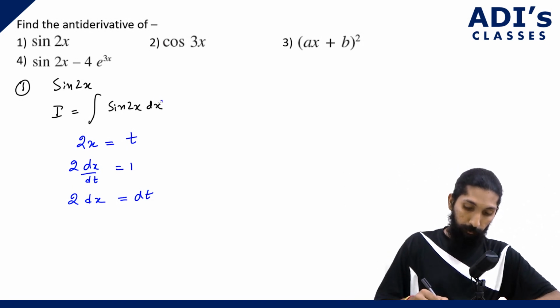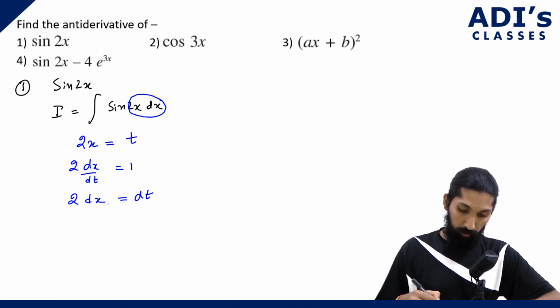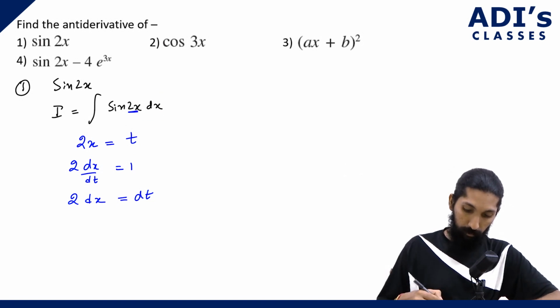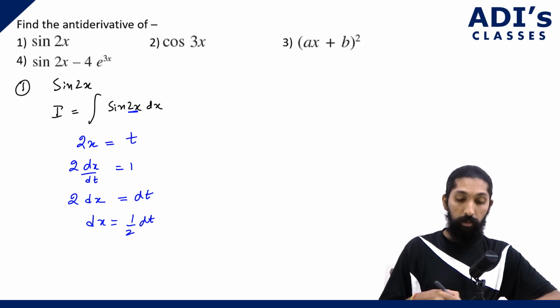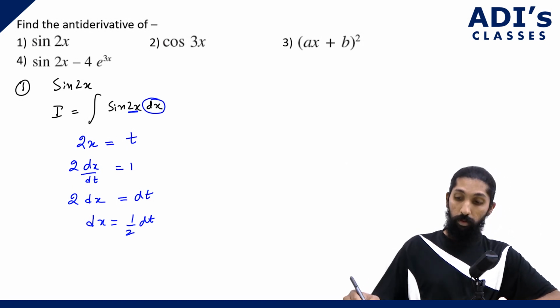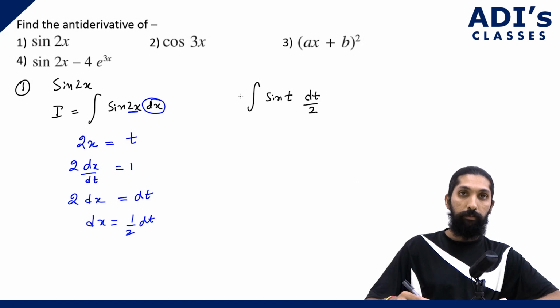So instead of 2x, you substitute it as t. Now 2 dx is equal to dt, right? So dx will be equal to what? Half dt, correct? So substitute dx as half dt. So what do you get now? You're going to get integral of sine t into dt divided by 2.